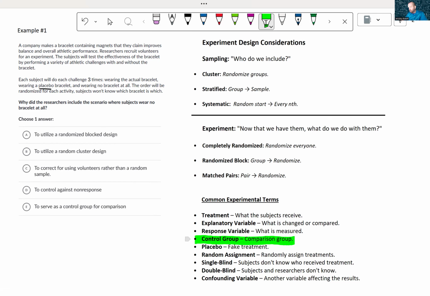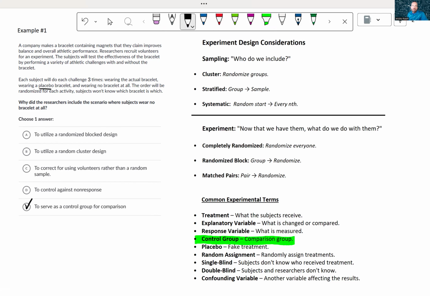What's their baseline performance? I guess that's probably the best way to describe the control group in this case. And so when they're not wearing a bracelet at all, that serves as our control group to compare the baseline. So that would be the answer for this one.